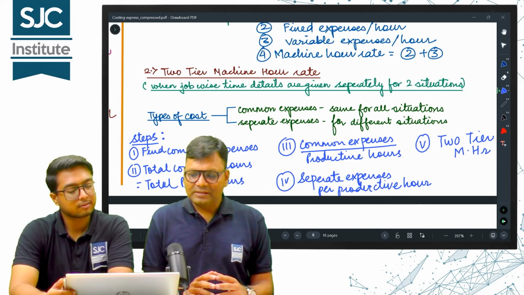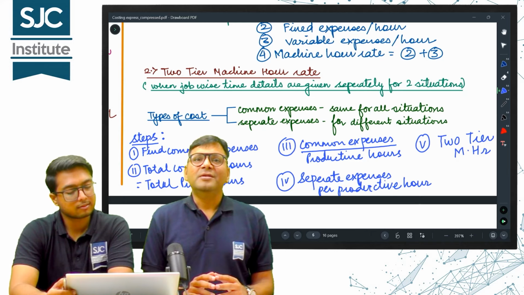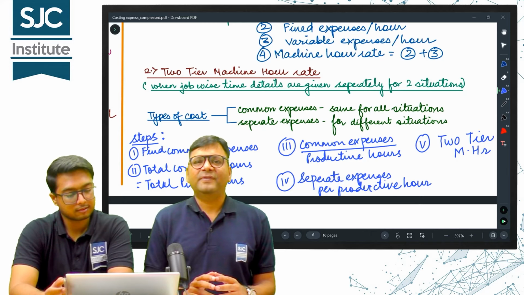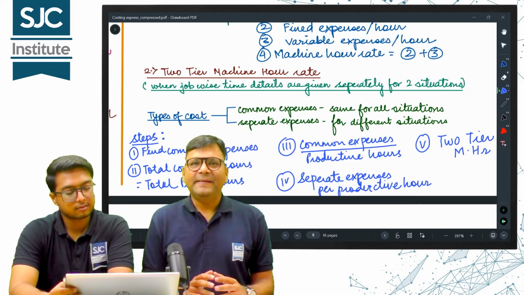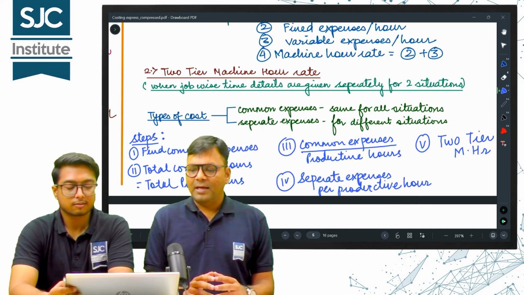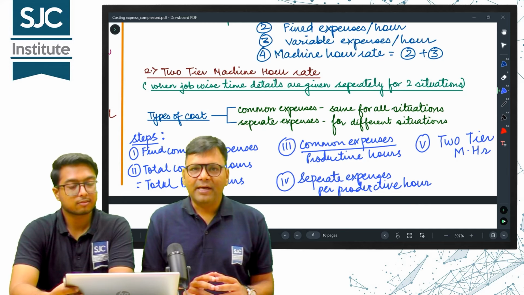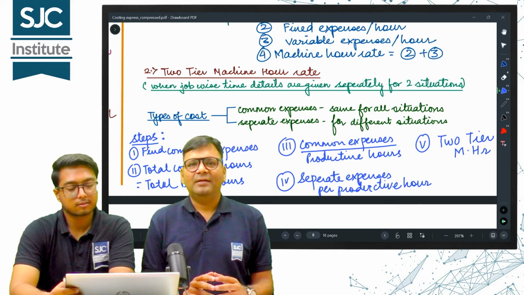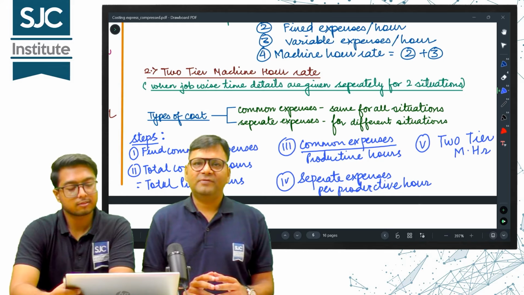Fourth is to find out separate expense per productive hour, which is applicable for any specific situation. It may not be same for both the situations. And the last step is to find out two-tier machine hour rate by adding common expense and separate expense in the two respective situations.